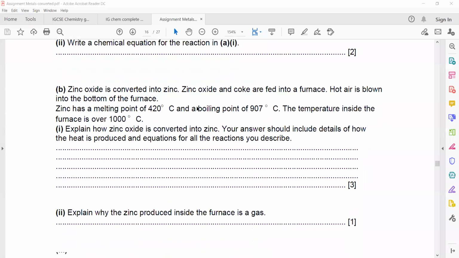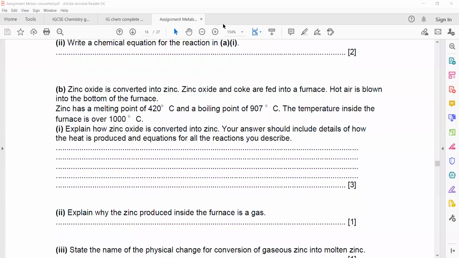Zinc oxide is converted into zinc. The zinc oxide and coke are fed into a furnace. Hot air is blown into the bottom of the furnace. Zinc has a melting point of 420 and its boiling point is 907. The temperature inside the furnace is 1000. Explain how zinc oxide is converted into zinc. Your answer should include details of how heat is produced, and an equation for all reactions you described. This is a 3-mark question.